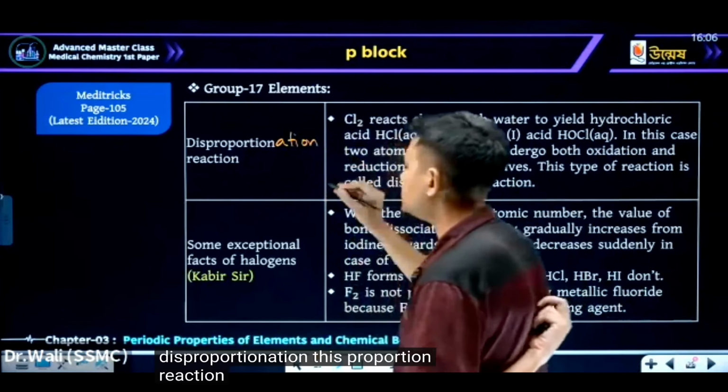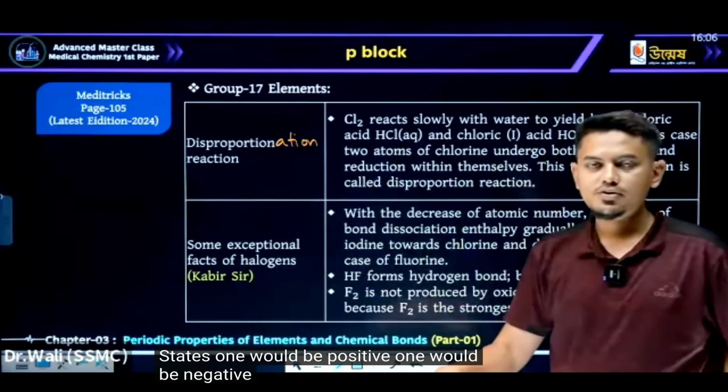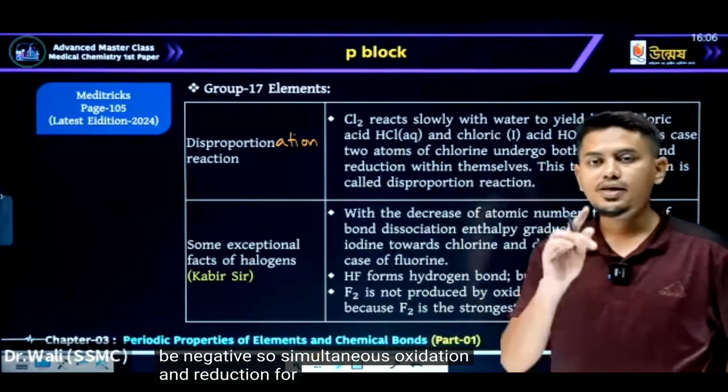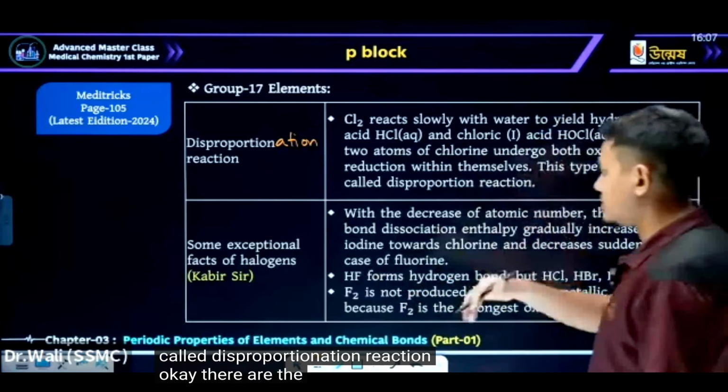Disproportionation reaction means a single oxidation state would result in different oxidation states. One would be positive, one would be negative. So simultaneous oxidation and reduction for a single atom is called disproportionation reaction. Okay, there are the examples.